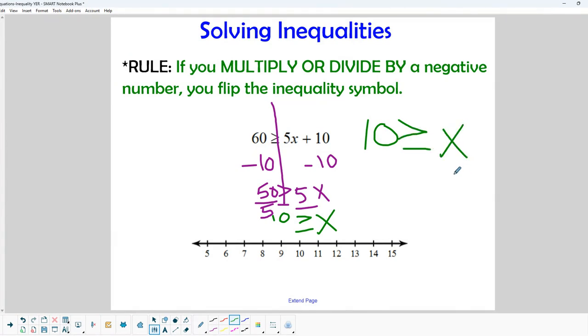Well, this inequality is flipped around from what I'm used to. So if I flip it back over so that the x is on the left side and I can interpret it the way I'm used to interpreting it, this basically says x is less than or equal to 10. So that means I'm going to color the whole dot in at 10, and the arrow is actually going to go to the left. So all the numbers less than or equal to 10.